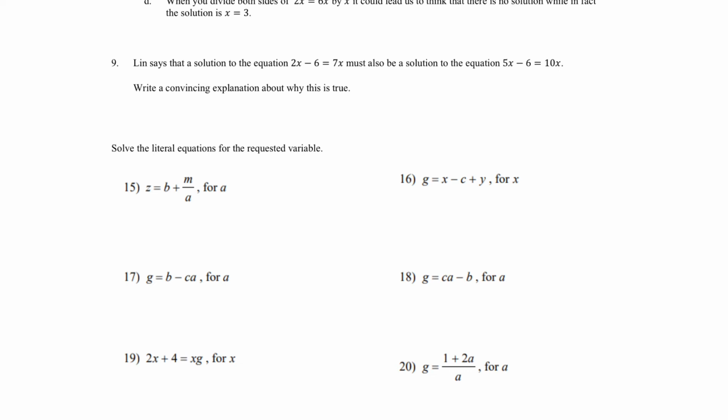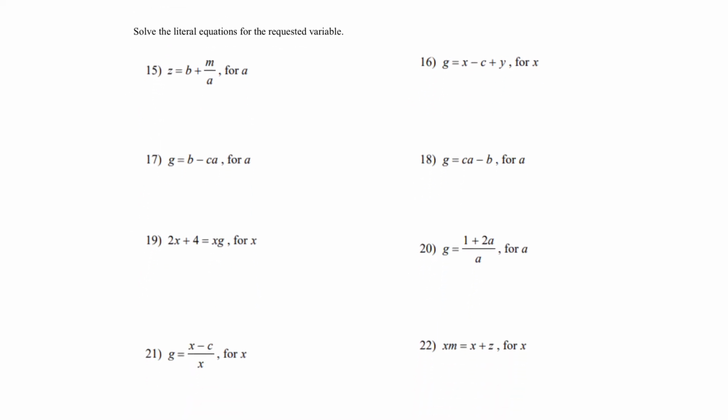Number 9, Liz says that a solution to the equation 2x minus 6 equals 7x must also be a solution to the equation 5x minus 6x equals 10x. I want you to tell me, why is this true? Why could this possibly be true? All right, so think carefully. Why would that equation be true? You can figure this out. Think about what x equals and think about whether or not that would be accurate or not.